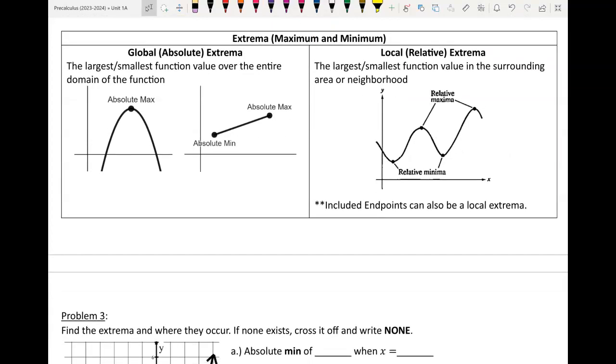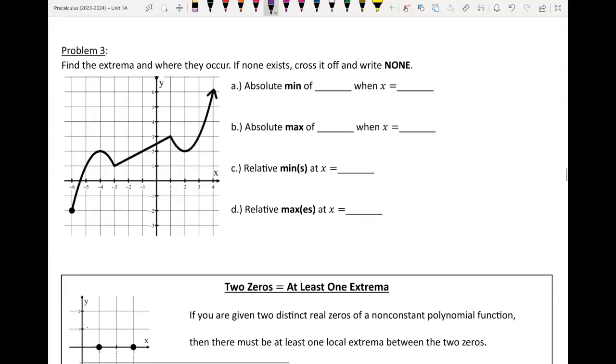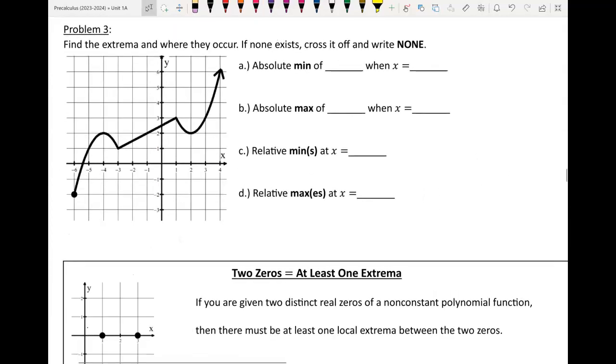Okay, extrema, a little bit of review. We looked at these in a previous lesson where we have our global or absolute extrema, absolute max and absolute min. And then we have our relative max and relative min. Now remember, endpoints can also be local extrema. That is okay.